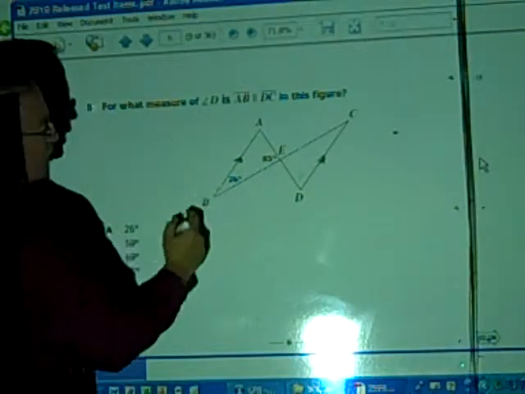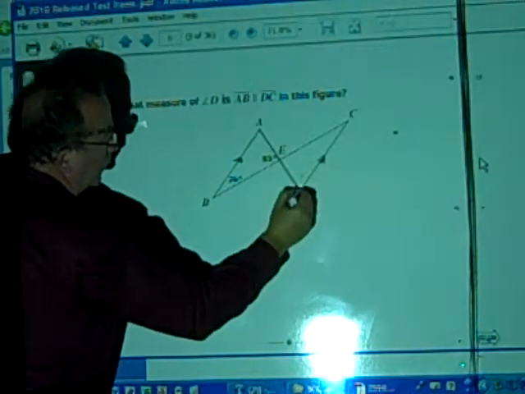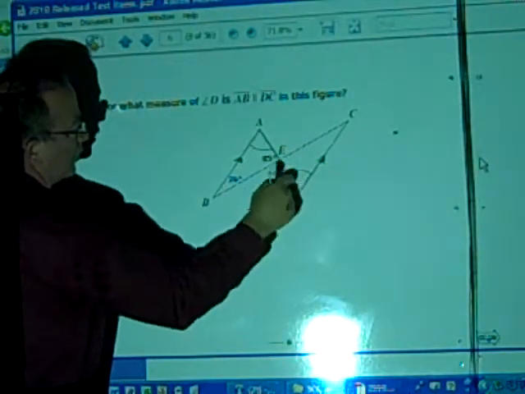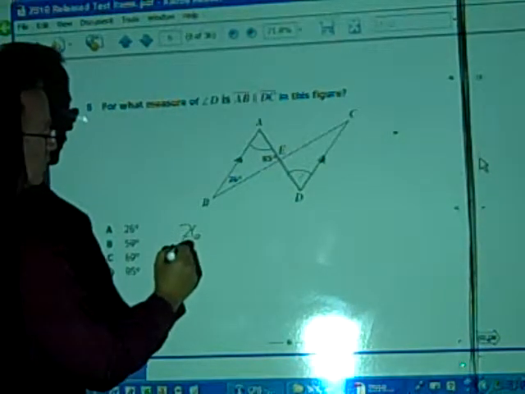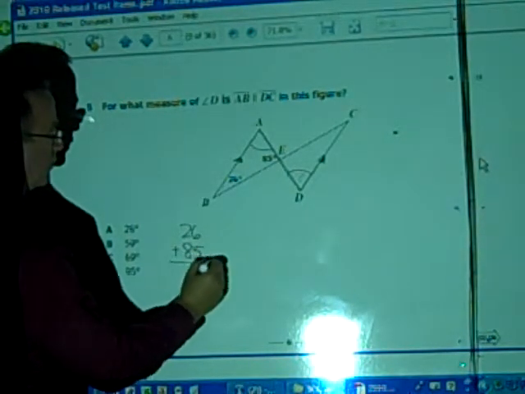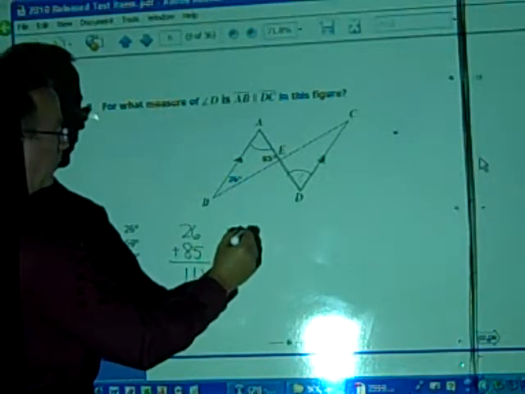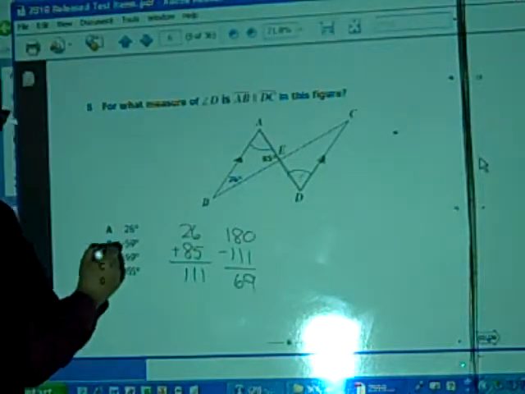Okay. So first of all, if these are parallel, that gives us a shape that we know about right here. That makes the Z. That means that these angles are going to be congruent to each other. So if we find this one, we'll know what that one is. So to find that, we're going to add 26 plus 85, and that gives us 111. We're going to do 180 minus 111. That gives us 69. Answer is C.